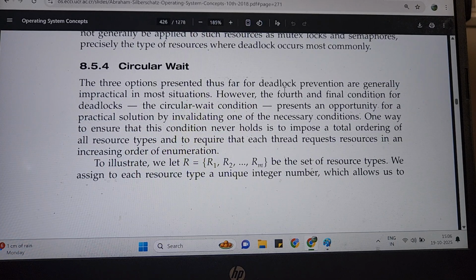How will this help? So, see, let us say we have two resources. I'm going to continue with the exam analogy here.